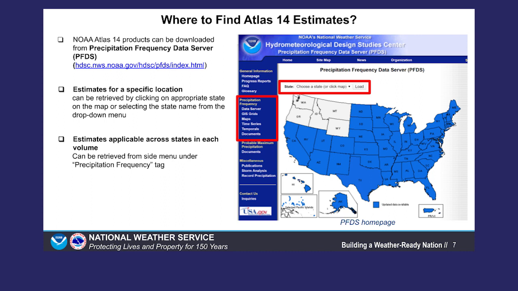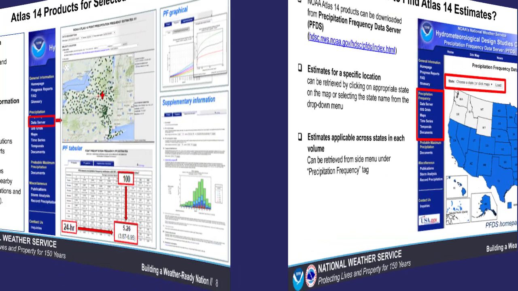When Atlas 14 products are needed for a specific location only, clicking on an appropriate state on the map or selecting the state name from the drop-down menu will cause an interactive map of that state and its surrounding area to be displayed, from which relevant information for a selected location can be obtained. The submenu under the Precipitation Frequency tag is used to download various Atlas 14 products applicable across the states in each volume. Detailed information on the underlying data and functioning of the PFDS is provided on the home page.